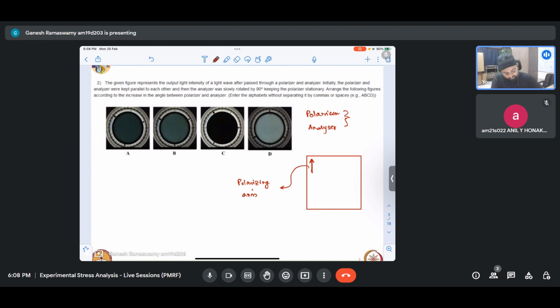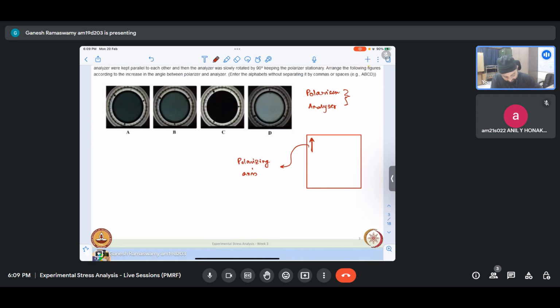Okay, so with this background, let us read the question. Initially, the polarizer and analyzer were kept parallel to each other, and then the analyzer was slowly rotated by 90 degrees, keeping the polarizer stationary. Arrange the following figures according to the increase in the angle between analyzer and polarizer. Enter the alphabets without separating by commas. Of course, this is pretty straightforward; how it is to be reported, you can just follow. What this question is trying to ask is, if we have a light source.